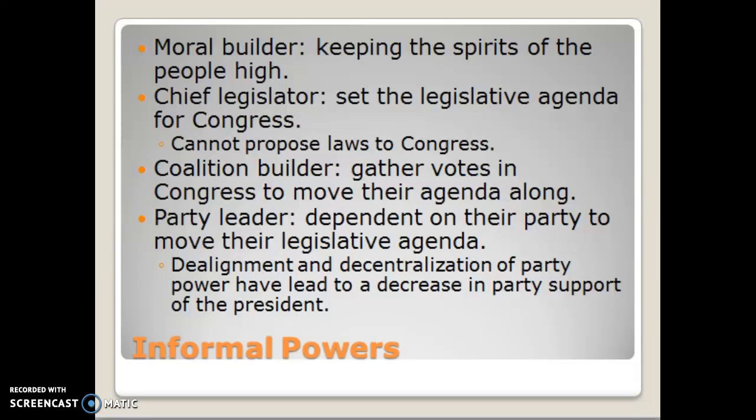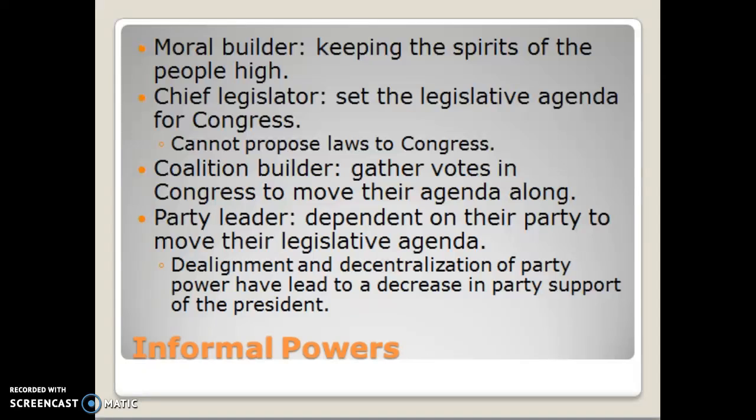Next we get the chief legislator. The president is responsible for setting the legislative agenda. One thing you need to remember is that the president can't propose laws to Congress. So he can talk to congressmen and have them propose the laws. He can draft the bill, but he is not allowed to take the bill and put it in front of Congress. So you either need a member of the House or the Senate to do that. And so that is an important thing to note. He cannot propose laws to Congress.